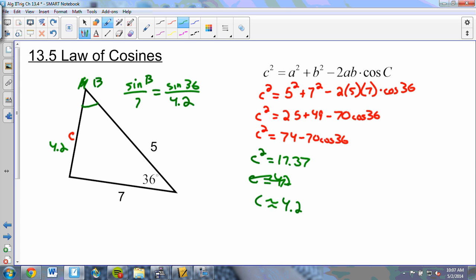Okay, so you only have to do law of cosines once. But it works when you don't have an angle-side pair. So it works for side angle side or side side side. Yeah, side angle side or side side side, it works. Yep, all those ones. Question there?